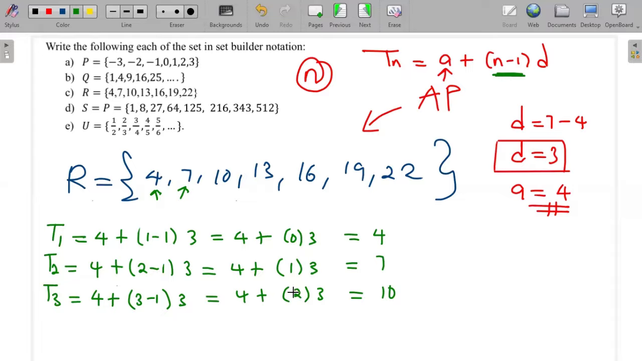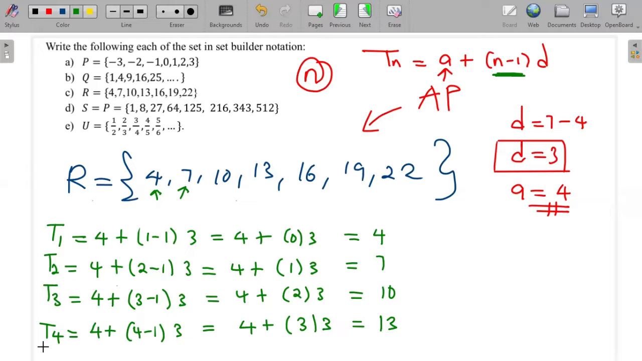Okay, so I want you to pay particular attention to what is happening in the brackets. And then T4, it is 4 plus, 4 minus 1, multiplied by 3. This will be 4 plus, inside the bracket here it's 3, multiplied by 3. So 3 multiplied by 3, 9, plus 4, that will give me 13. That's how I got the 13 there.